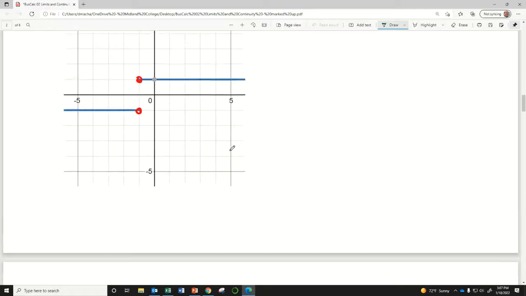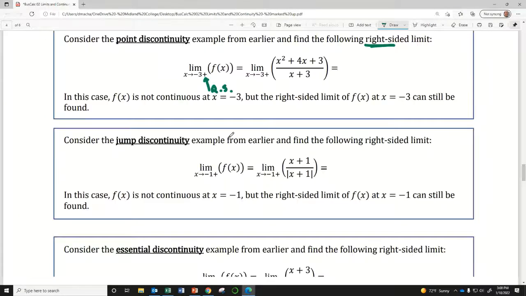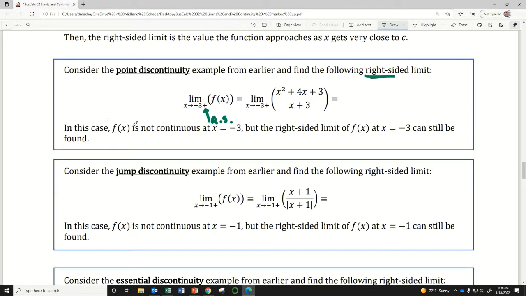Okay, so that's one example of a right-sided limit we can take. So notice our function was not continuous there at x equals -3, but we could still find the right-sided limit, which was -2. Next, consider the jump discontinuity example from earlier, and we're going to find the right-sided limit of that function as x approaches -1, again from the right side.